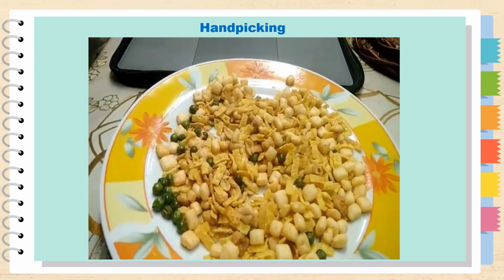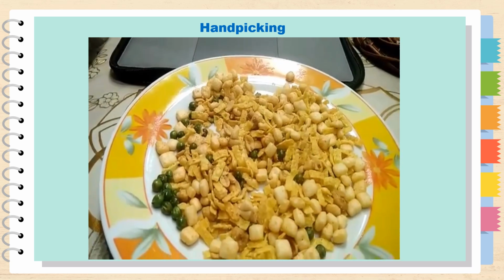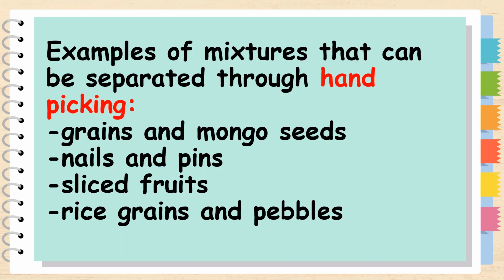The components of the mixture should be big enough to be seen and picked up by our hands or forceps. Examples of mixtures that can be separated through hand picking are grains and mango seeds, nails and pins, sliced fruits, and rice grains and pebbles.